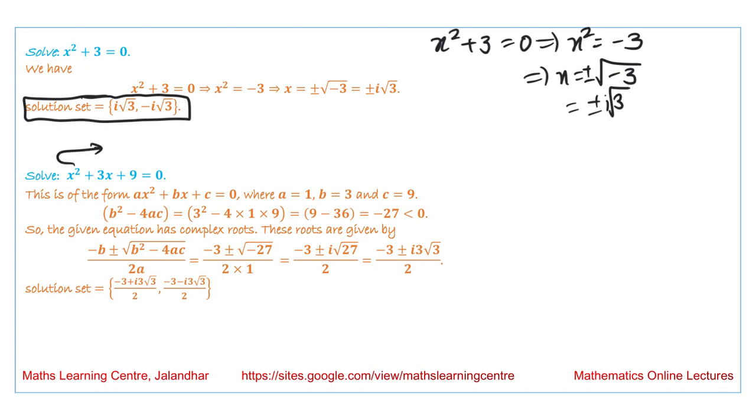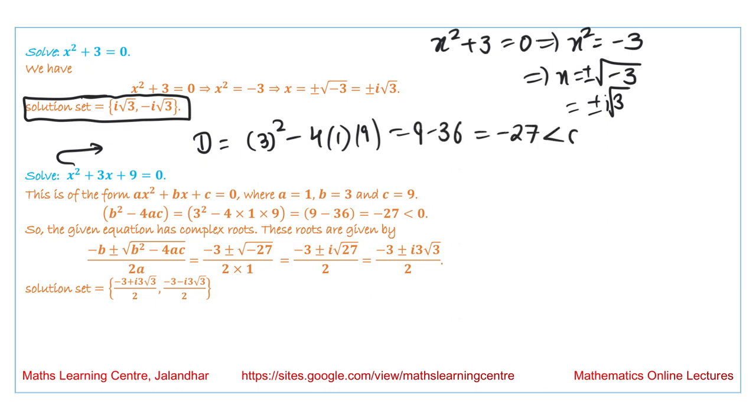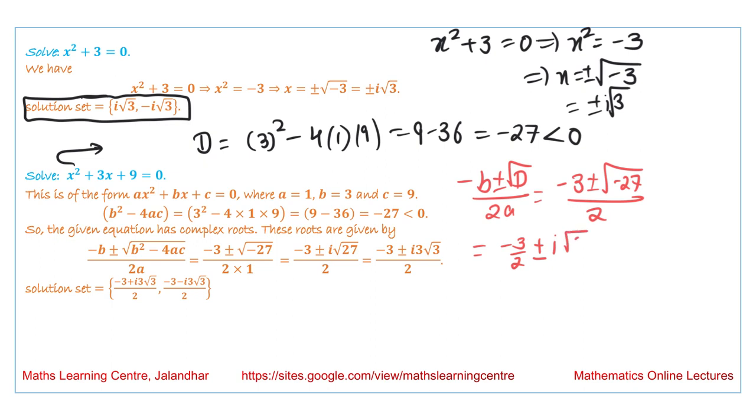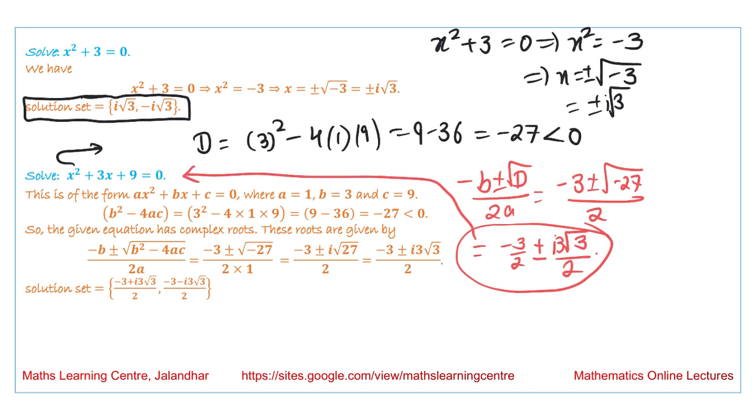Next we are given this equation. To solve this equation, we write the value of D, it is b square minus 4ac. The answer comes out to be 9 minus 36, which is minus 27. It is less than 0. So this equation will have complex roots, and the roots are given by minus b plus minus square root of D by 2a. So that will be minus 3 plus minus root minus 27 by 2. So the answer we get is minus 3 by 2 plus minus iota root 3 by 2. So these are the 2 complex roots of this equation.